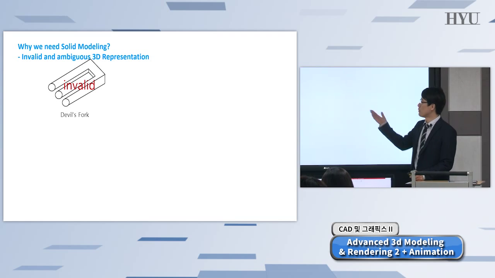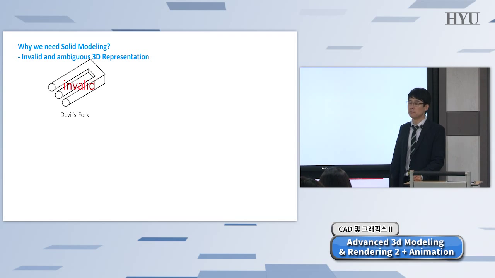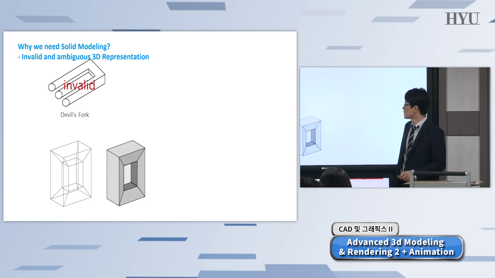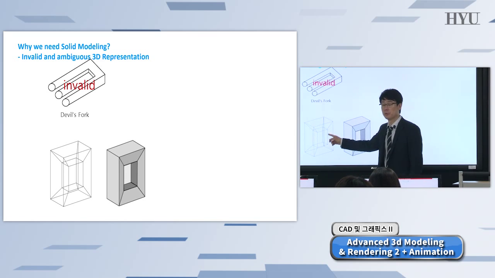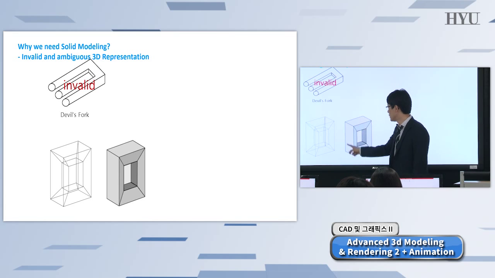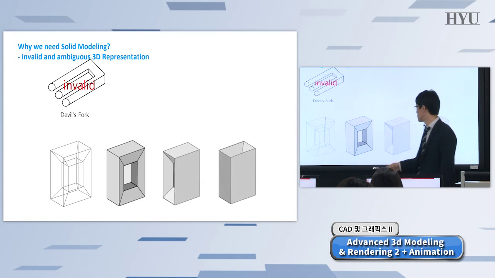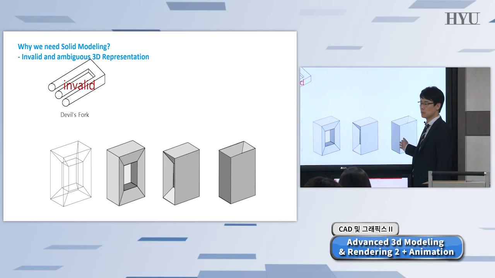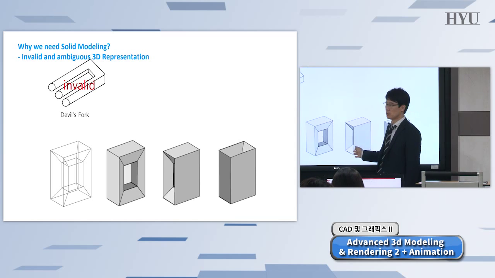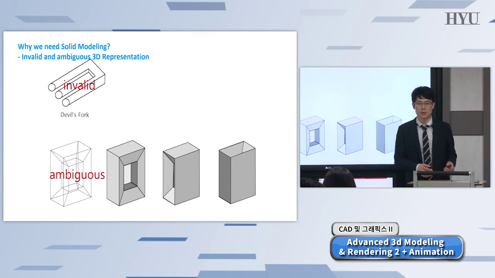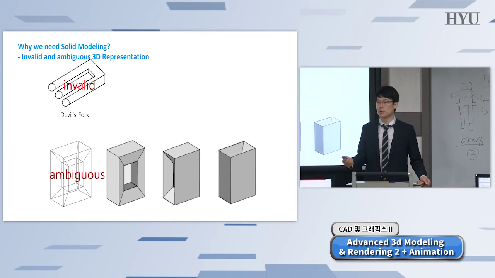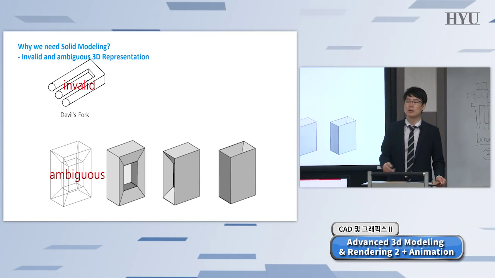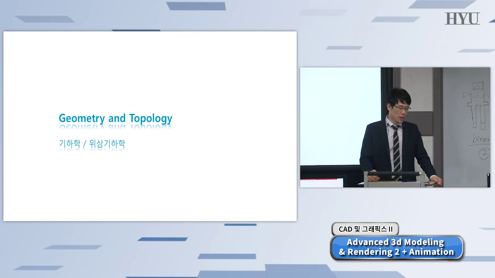You know, the devil's fork, that is an illusion. It's invalid. And this type of 3D representation, line stroke, wireframe view representation, is not only this one, but also a bunch of more possible representations. So it is ambiguous, something vague, okay, in terms of its geometric definition. That is why we need a solid model. So now you can differentiate a solid model from a surface model in terms of its definition method.